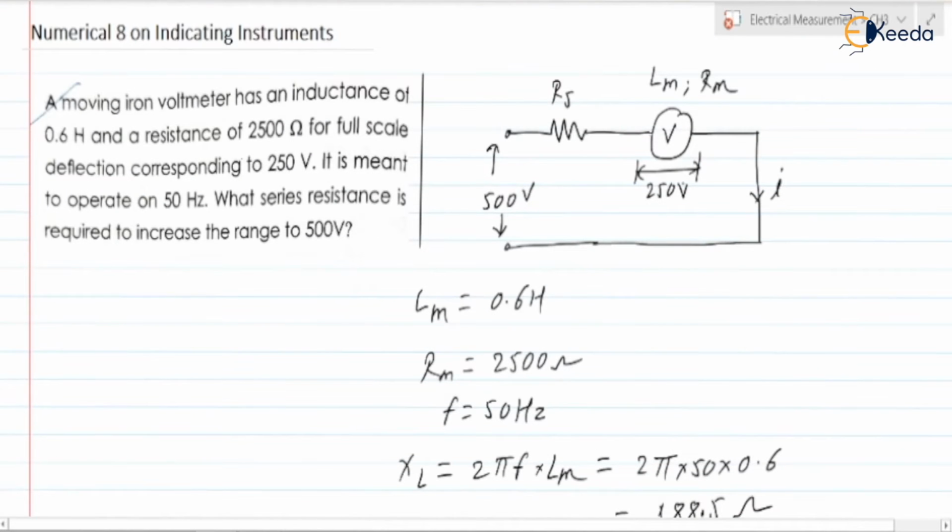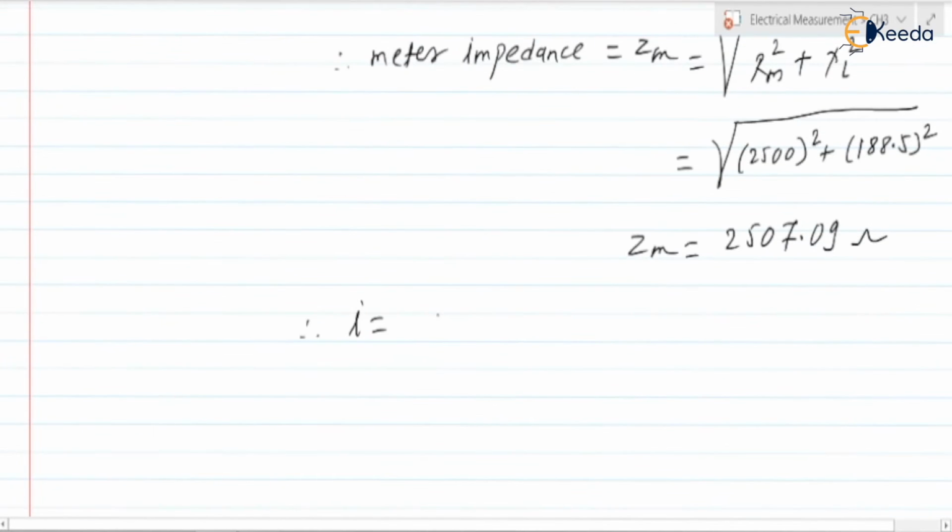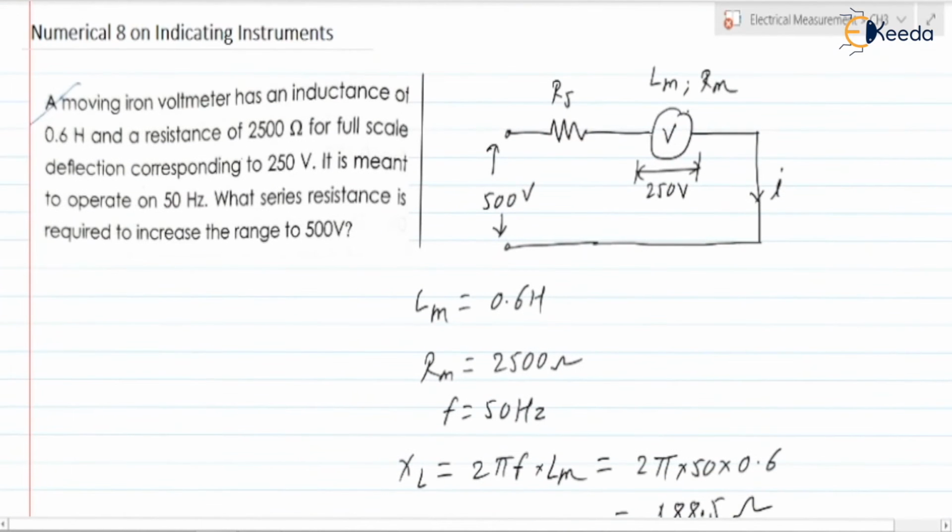So now we can find the meter current I. This current I is equal to 250 divided by the meter impedance ZM. So it is 250 divided by 2507.09, which is 0.0997 ampere. This is the current I, the current in the circuit corresponding to the full scale deflection of this voltmeter.